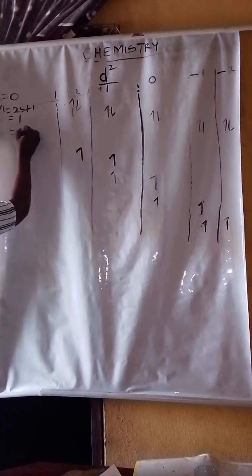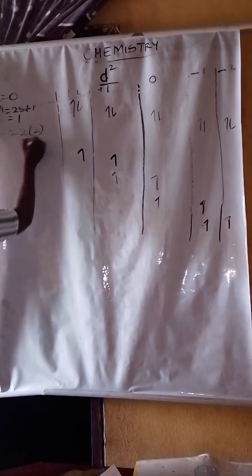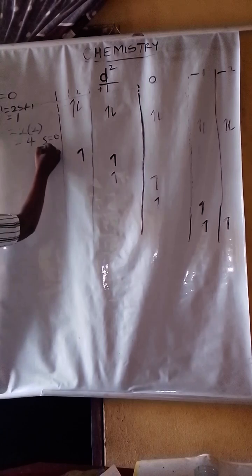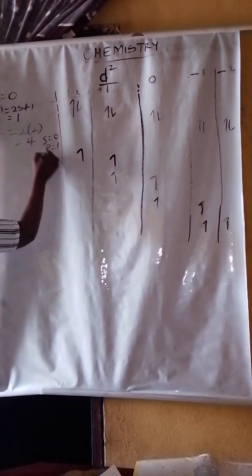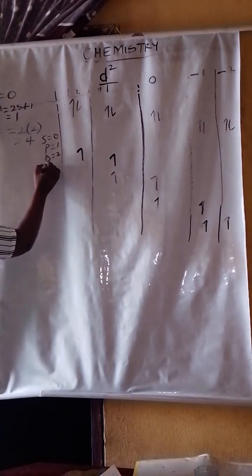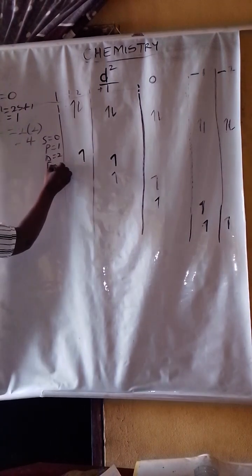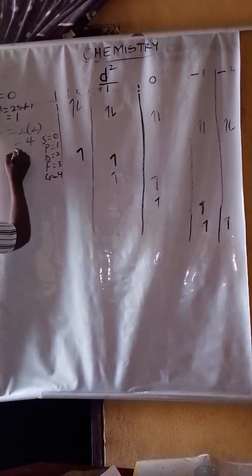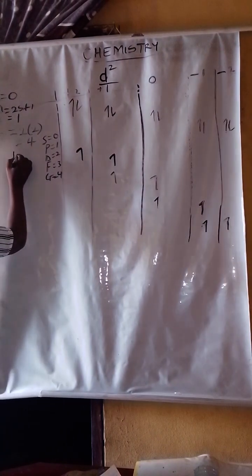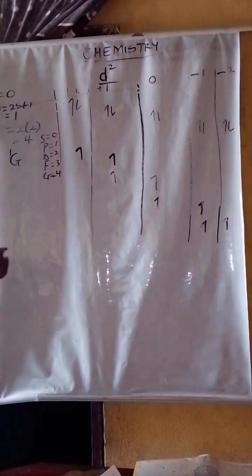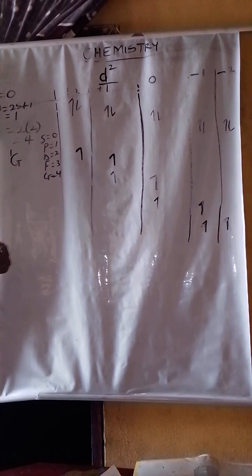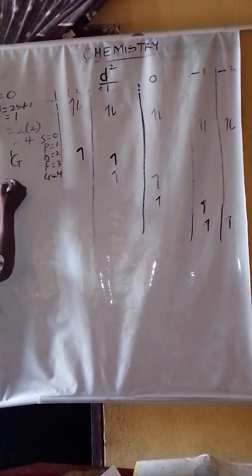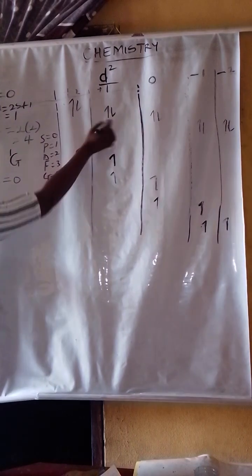Our L is 2 into bracket 2, and that will give us 4. Remember, our S is 0, P is 1, D for L is 2. We have F is 3, then G is 4. So for this will give us 1G. We can decide to have x equals 0, so the second one.